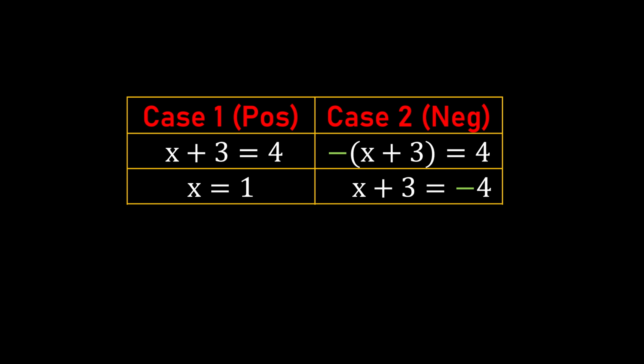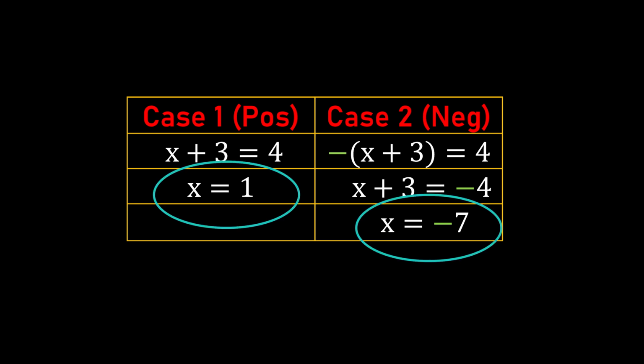For the positive case, we just have to subtract 3 from both sides. For the negative case, we have to first divide by minus 1, then subtract by 3. So our answers are x equals 1 and x equals minus 7.